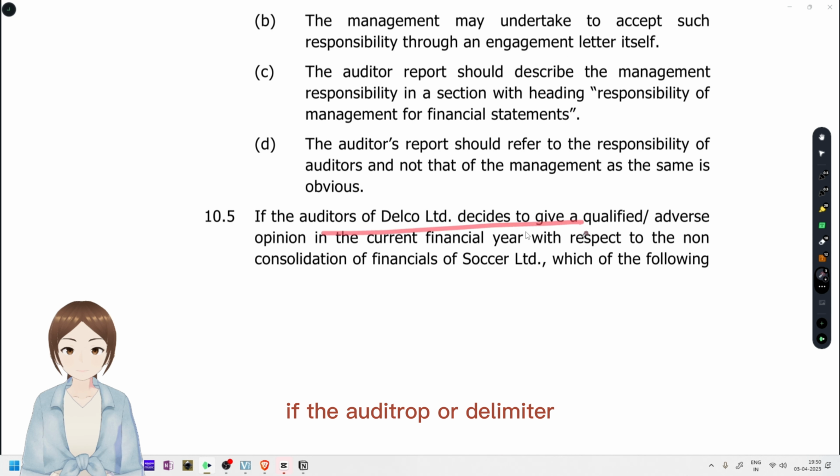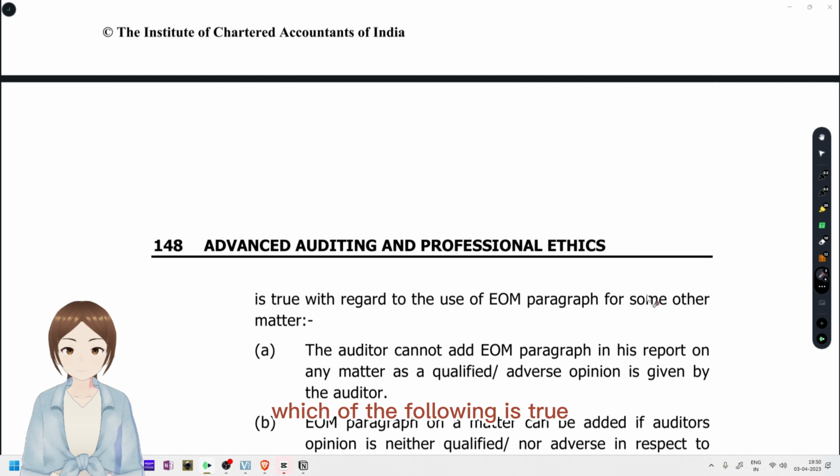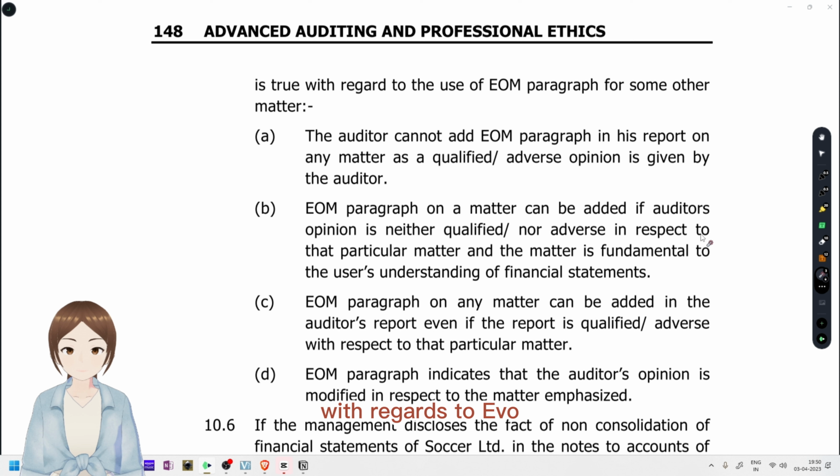If the auditor of D Limited decides to give a qualified or adverse opinion in the current year financial statements because of the non-consolidation of Soccer Limited, which of the following is true with regards to the EOM paragraph? If he gives an adverse opinion, what does he have to give? He does not have to qualify that.